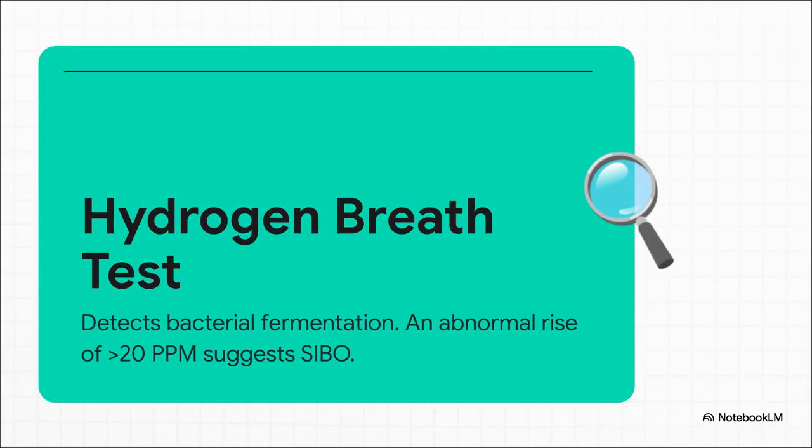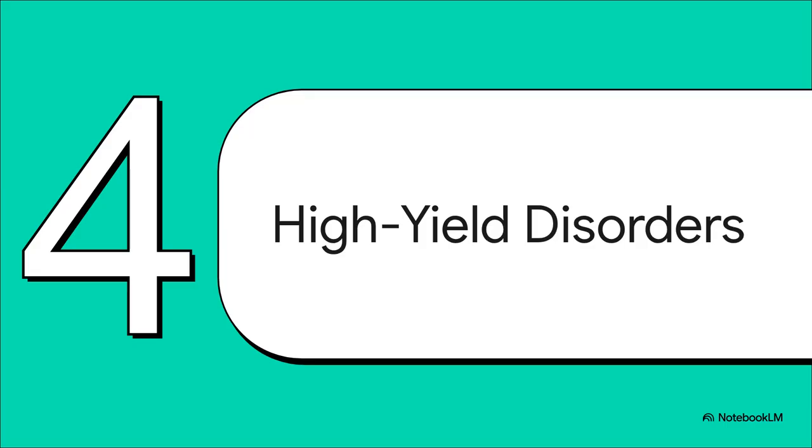So if we give a patient a sugar and then we detect a big spike of hydrogen in their breath, it's a really strong sign that bacteria are overgrown way up in the small intestine, fermenting that sugar where they just shouldn't be. Okay, theory's great, but let's make this real.